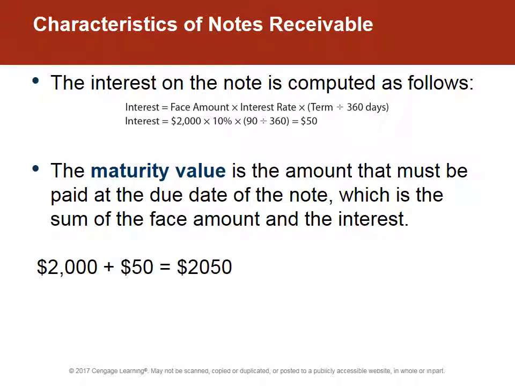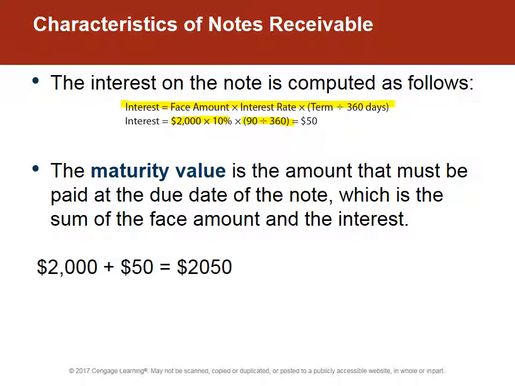Okay, as far as a notes receivable goes, let's talk about calculating interest. This is a part you've probably done before. Interest is equal to the face amount of the loan, 2,000, 3,000, whatever, times the interest rate. So here's the 2,000 times the 10%, which is our interest rate, times the term divided by 360.